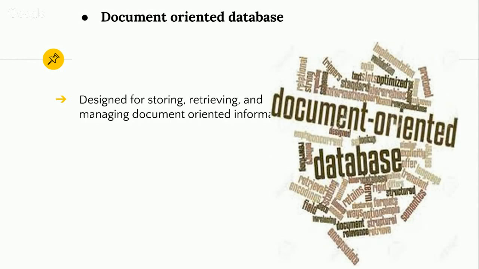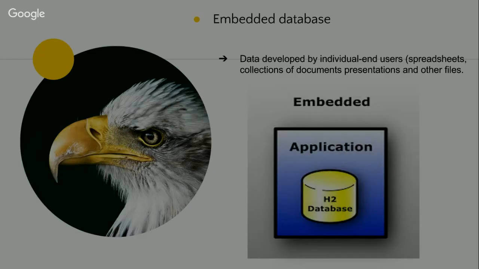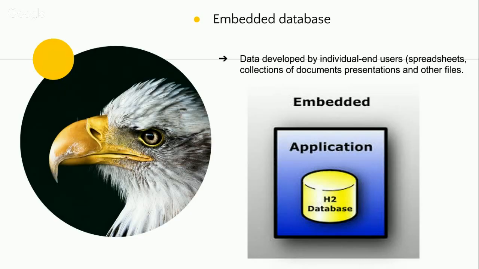The document-oriented database is designed for storing, retrieving, and managing document-oriented information. Next is the embedded database, which is basically data developed by individual end users. Some examples of those are spreadsheets, collections of documents, and other files.